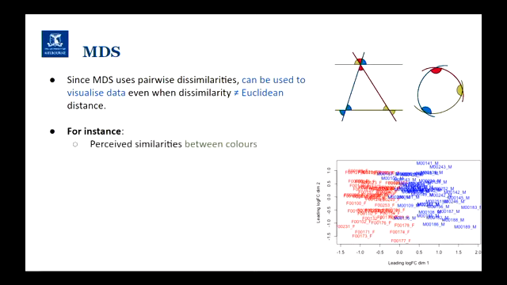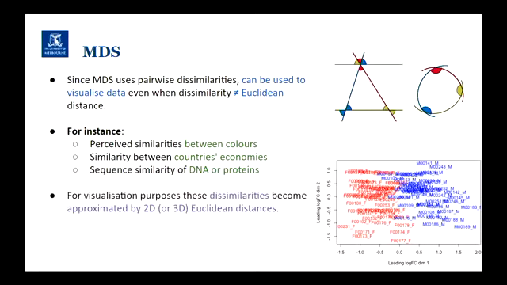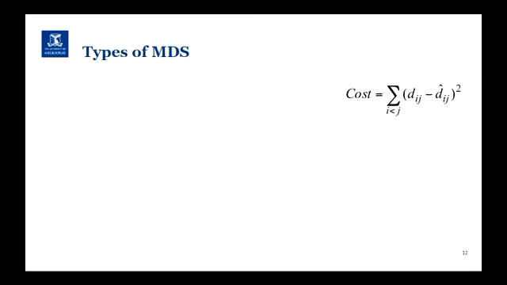For instance, it's easier then to perceive and model similarities between colors, between countries' economies, similarities between DNAs and protein sequences. And for visualization, we bring those similarities into 2D or 3D Euclidean distances, and then we plot them, okay? Because our space is Euclidean.